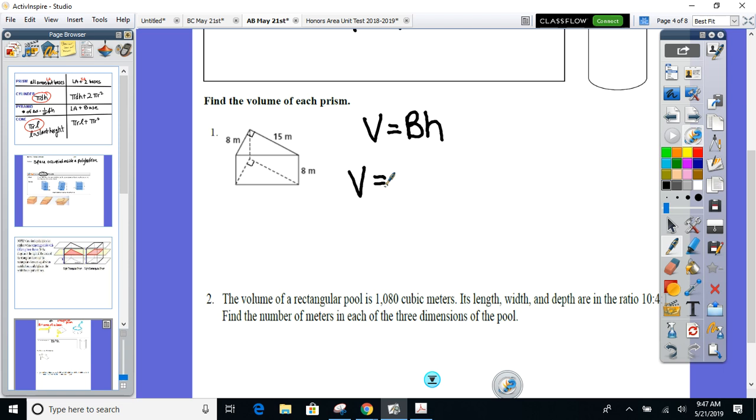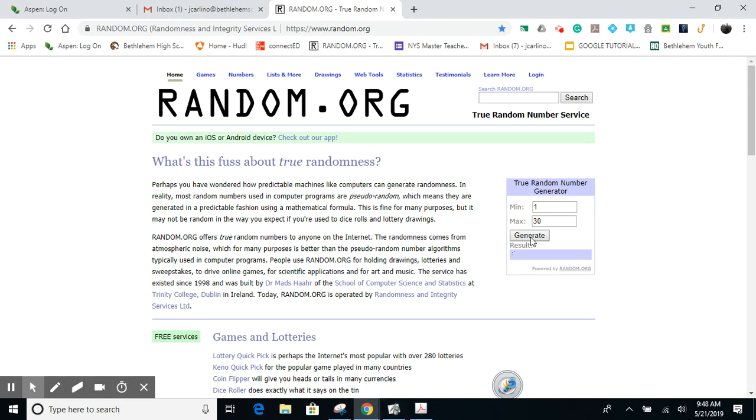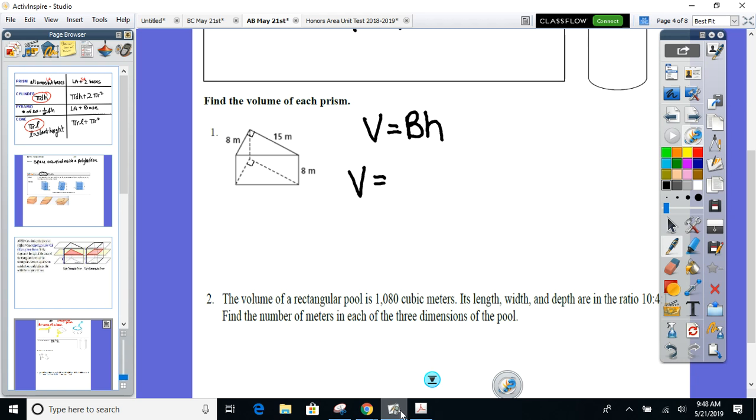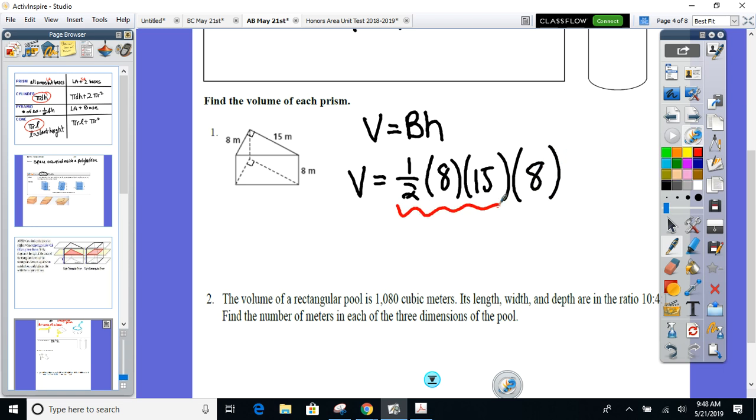Big B, what's the shape of the base? Triangle, here we go. Ready to go? Yes. All right, triangle, area formula for a triangle, 1/2. Now this is a right triangle. What do we know about the base and height of any right triangle? It's the legs. So I'm going to do 1/2 times 8 times 15. And can you give me the height distance between those two bases? 8. There it is. So again, 1/2 times 8 times 15, that's big B. And then 8 is H.